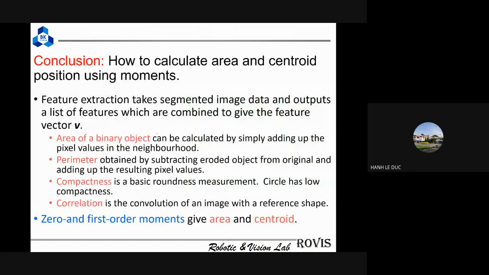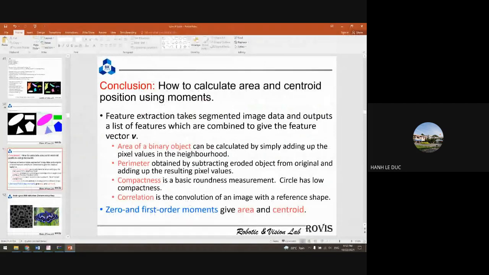Okay. So do you have any questions on this one? Do you have any questions? No, right? Okay. So let's see how we calculate the blob feature. Okay, let's go to the next one.